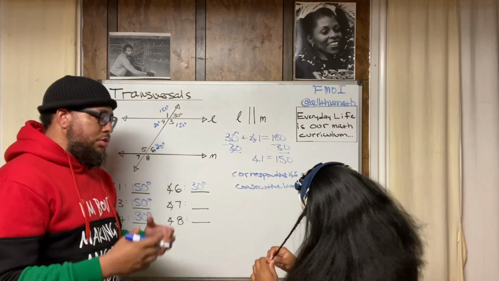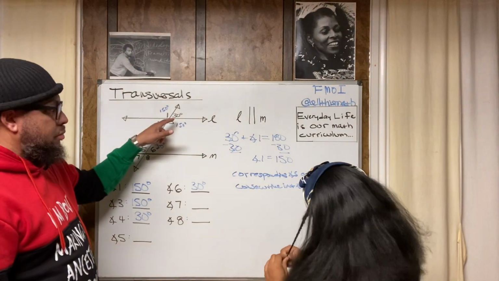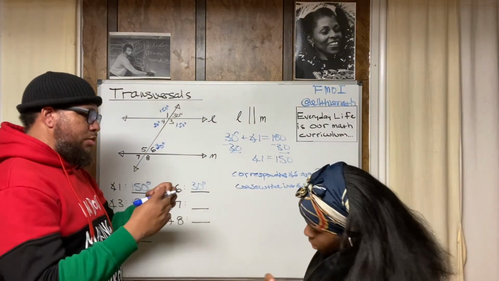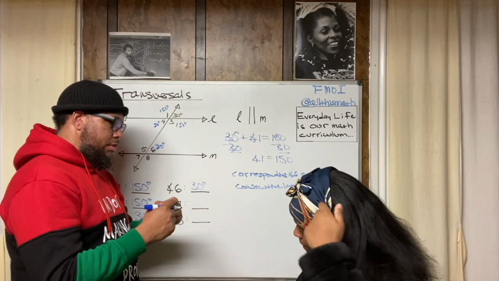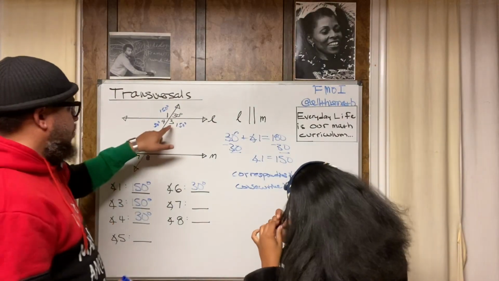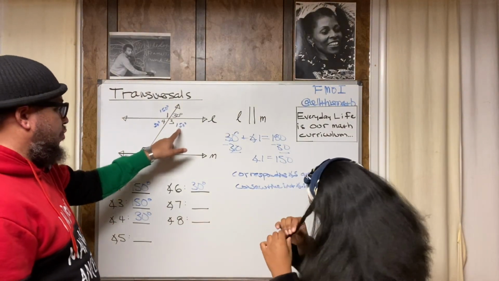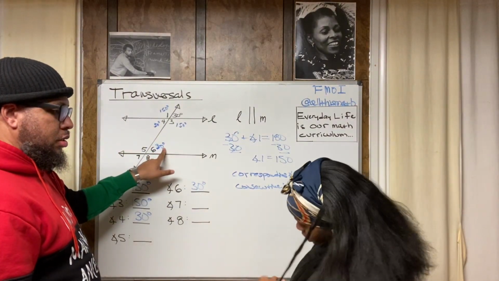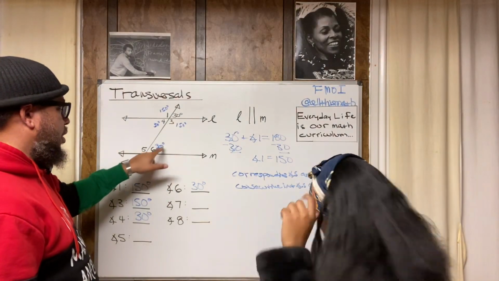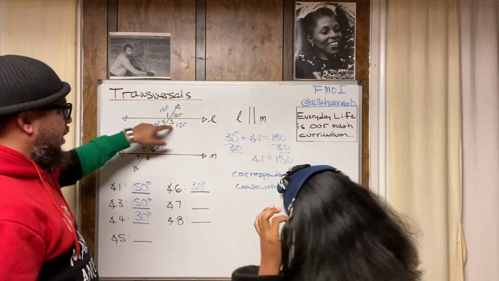Supplementary means the two angles are like a linear pair, right? They're similar to that. Supplementary means that the angles add up to 180. They're supplements of each other. So isn't that how it works out? What's 150 plus 30? 180. Right. So that's another way we could have figured out what angle 6 was, because you know what angle 3 is, and angle 3 and angle 6 are supplementary.